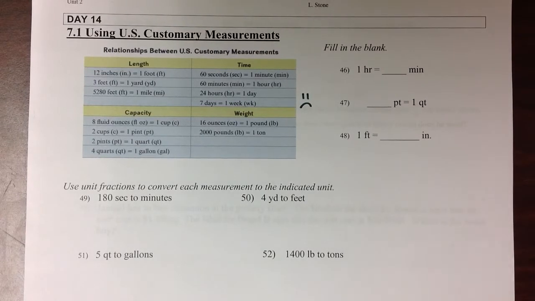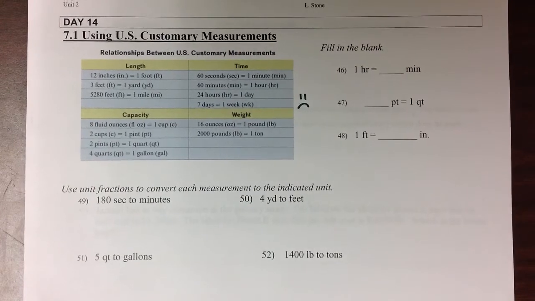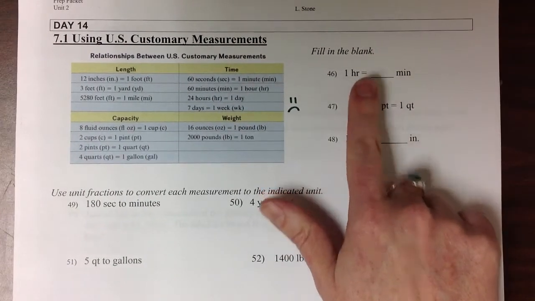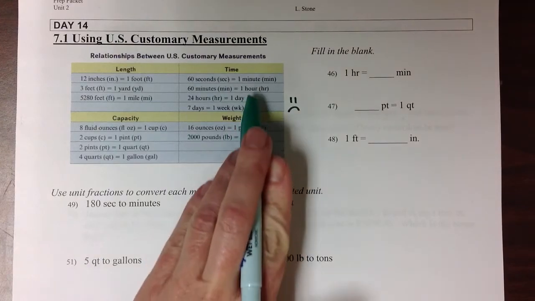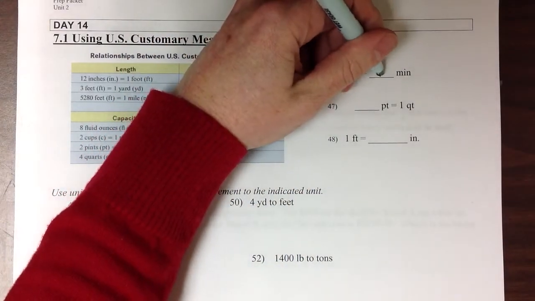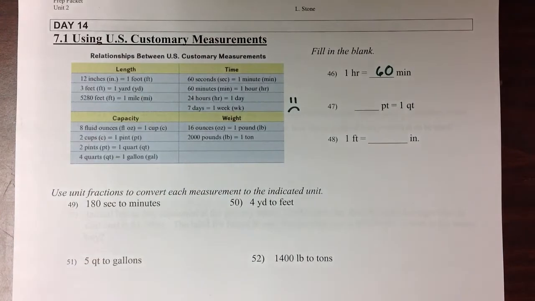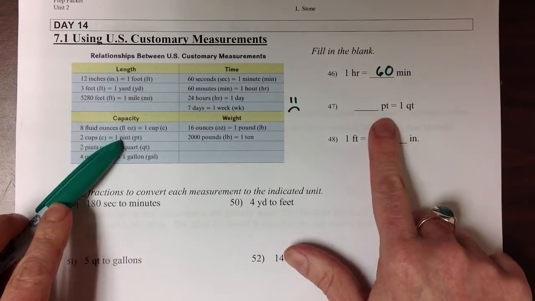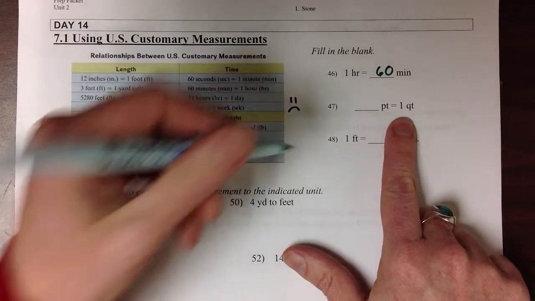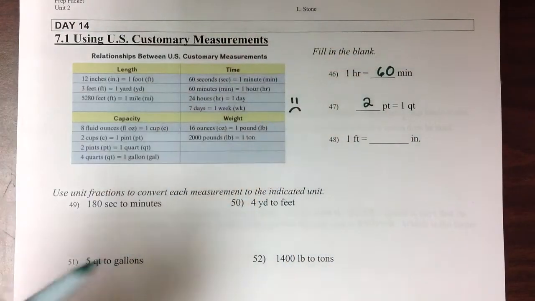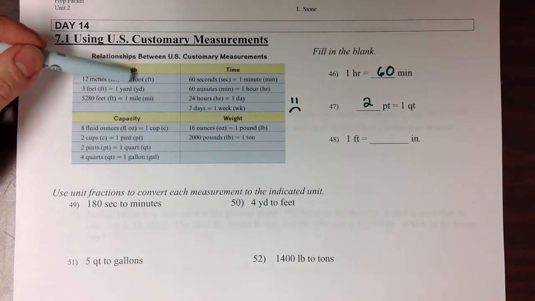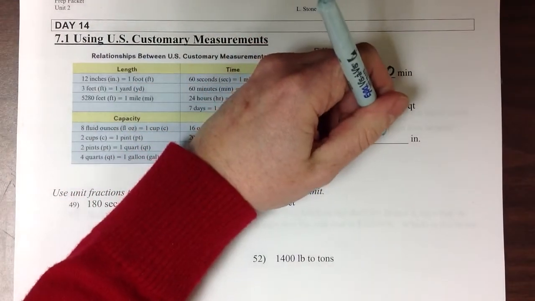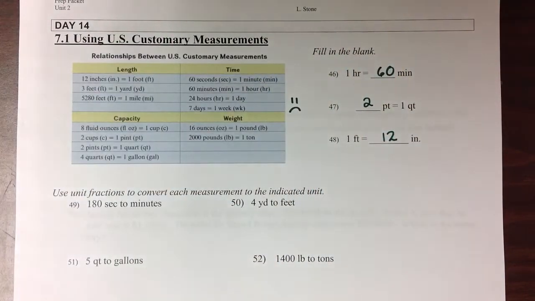while you're testing. So to fill in a couple of equivalencies here, 1 hour, according to our chart, is the same thing as 60 minutes. Hopefully one that you knew. A single pint, it would take 2 pints in order to make 1 quart. And 1 foot is the equivalent of 12 inches. So we can use unit fractions to do our conversions in this system as well.